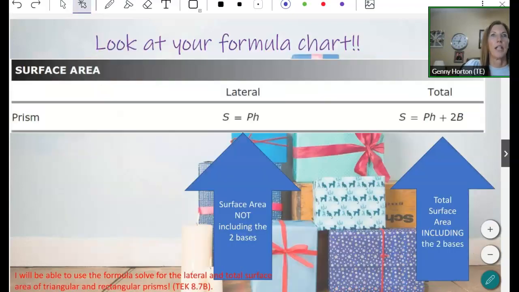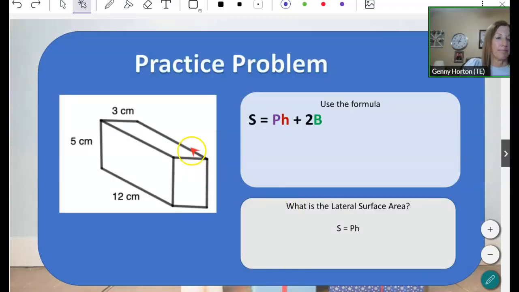So let's look at that. And that is on your formula chart. When you look at your STAAR reference chart, you have total surface area. This is what we've been working with. And then you have the lateral. So the lateral, this excludes the bases. So it's just the perimeter of the base times the height. All right, so let's try that.